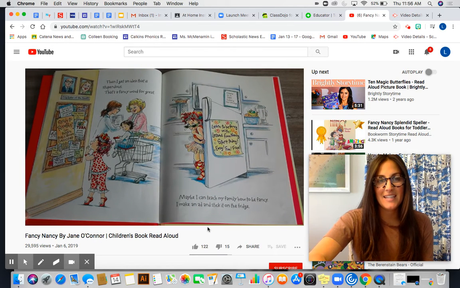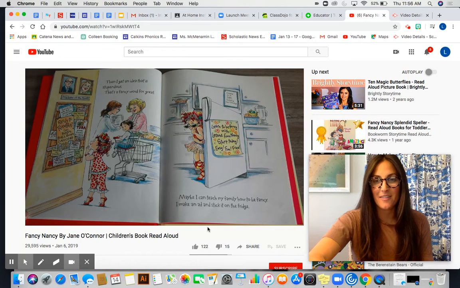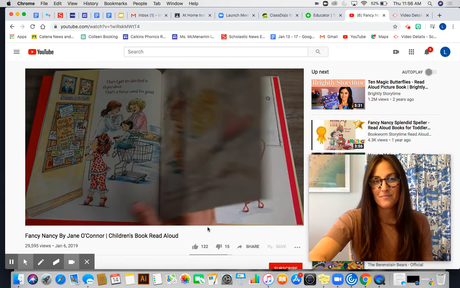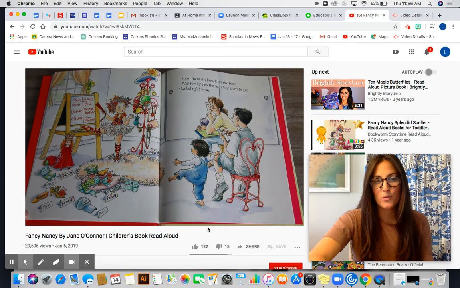Then I get an idea that is stupendous. That's a fancy word for great. Maybe I can teach my family how to be fancy. I make an ad and stick it on the fridge. Soon there is a knock on my door. My family saw the ad. They want to get started right away.